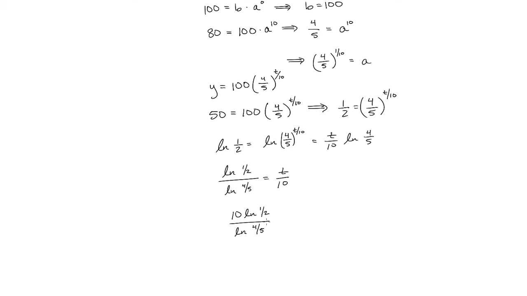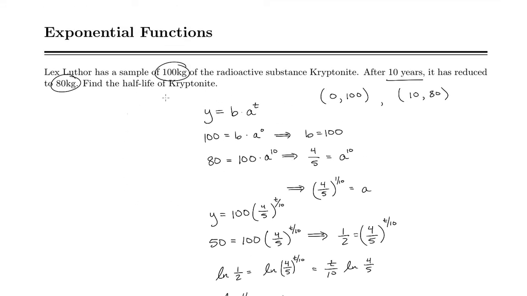And we could plug that into a calculator. I'm not going to bother with that right now. But whatever that comes out to be, that's our half-life. That's how long it takes for this sample of kryptonite to reduce down to 50 kilograms.